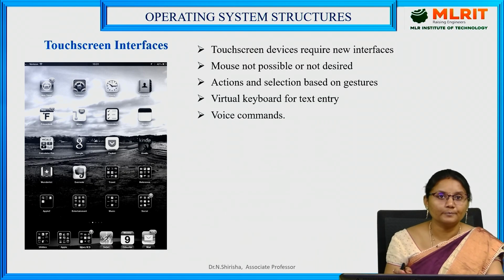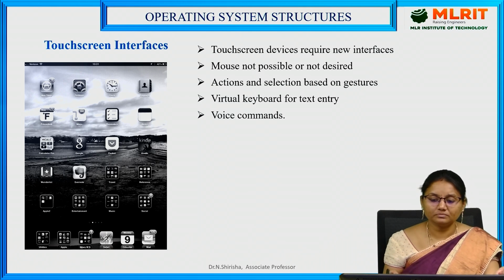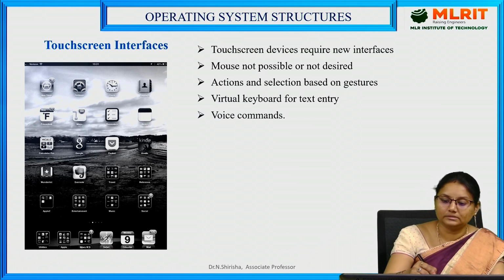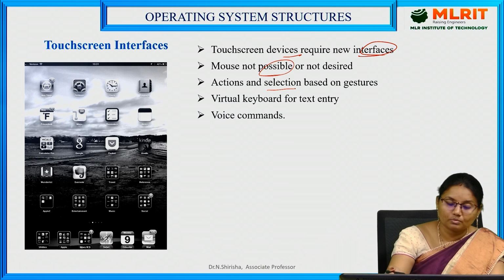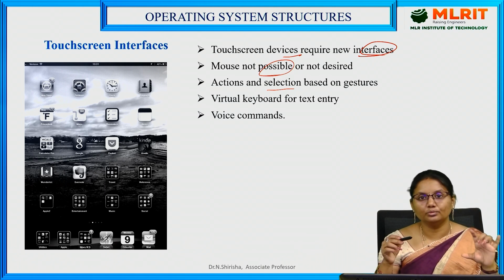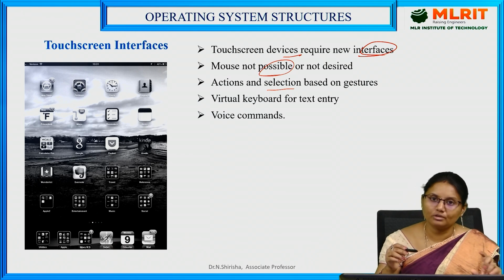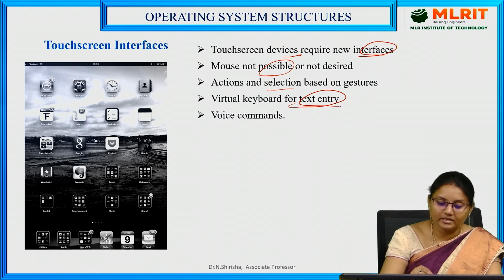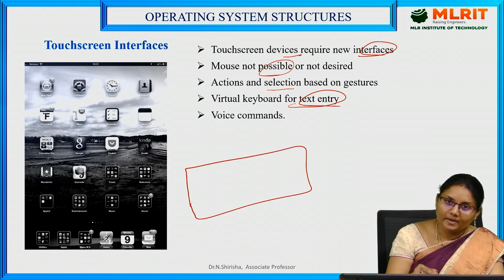If you see here, most of us are using Android or iOS mobiles today. Even laptops now have touch screens, where touchscreen devices require new interfaces, and a mouse is not possible or desired, so actions and selection are based on gestures. So what you do is use your fingers, two fingers to zoom out, zoom in, so some sort of gestures has to be given. And a virtual keyboard for text entry. A virtual keyboard is where you get a keyboard with keys on the mobile or the laptop itself.